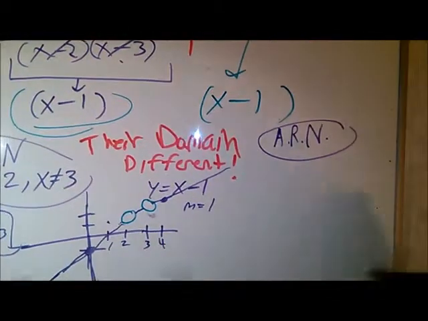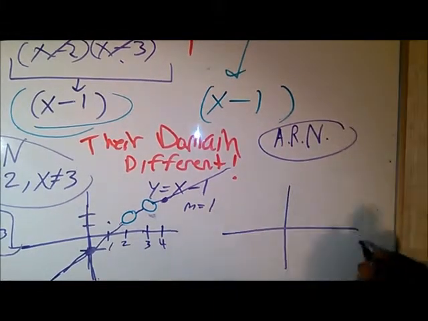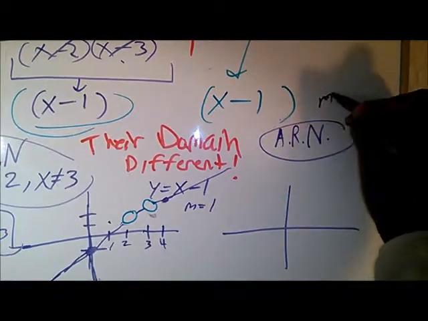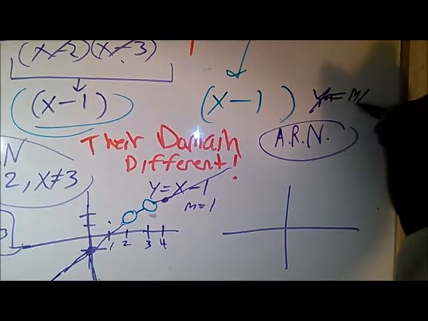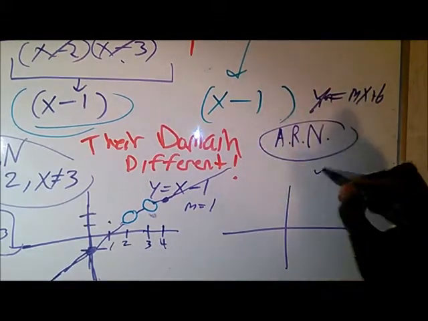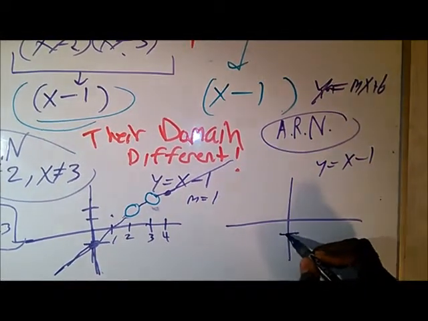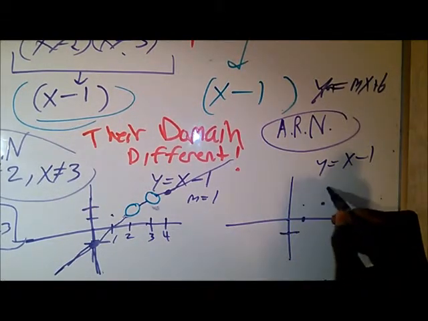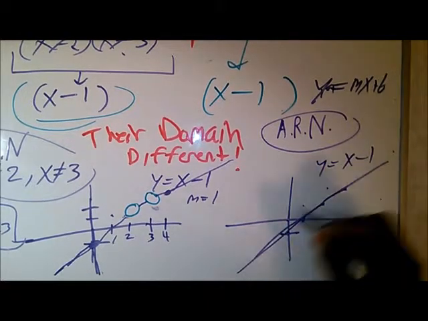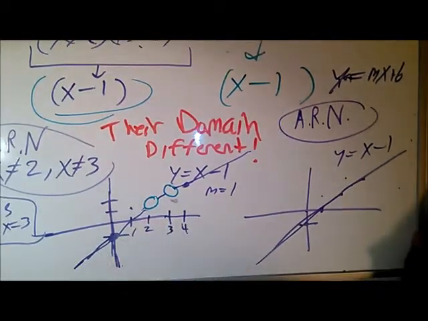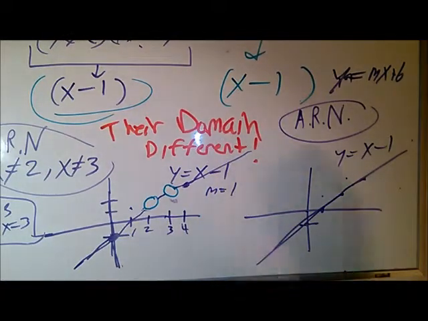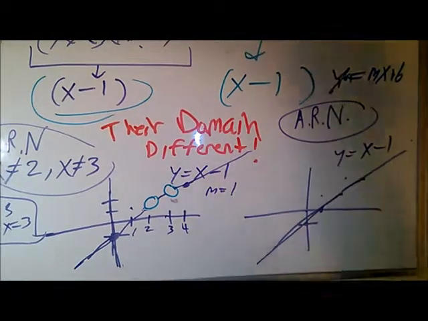And look at the one on the right side. Let's try to graph this one. There are no restrictions. y equals mx plus b, y equals x minus 1. Okay, let's graph that one. Negative 1, then up 1, across 1, and draw a line. There are no restrictions, like this one. So that's what makes these functions different. The domain is different. So next time, watch out. Look for those holes.